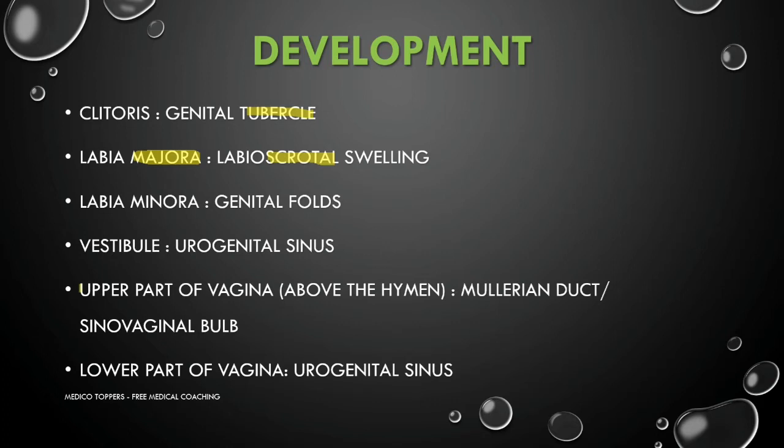And coming to vagina, upper part and lower part are different. The upper part, which is above the hymen, is from Mullerian duct or sinovaginal bulb. Mainly the muscular part is from Mullerian duct and the mucous membrane part from sinovaginal bulb. And the lower part of vagina is from urogenital sinus. So vestibule and lower part of vagina are both from urogenital sinus. Labia majora, labioscrotal swelling, labia minora, genital fold, and clitoris, genital tubercle.